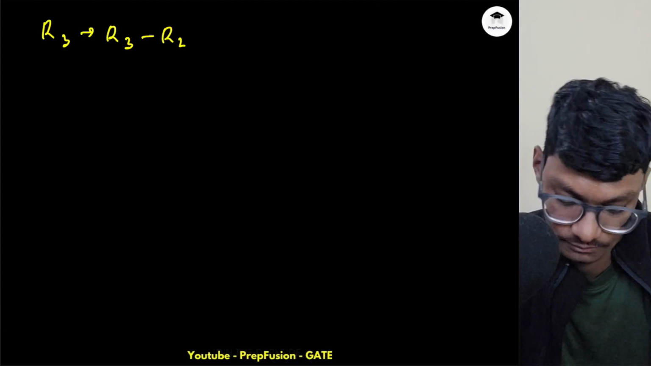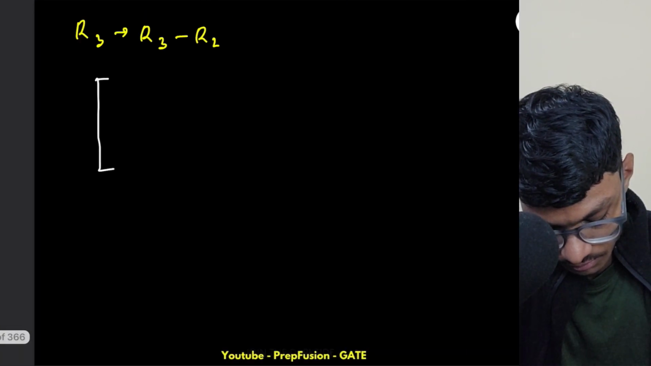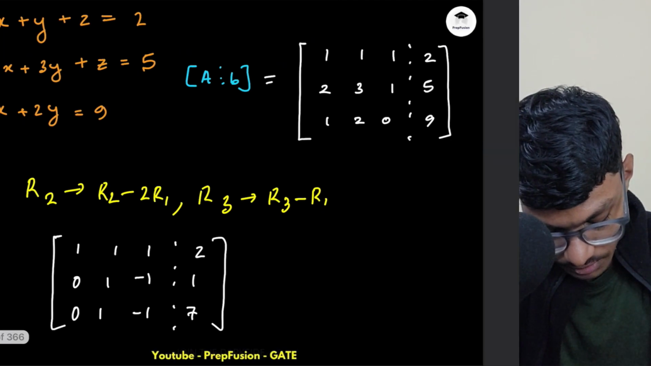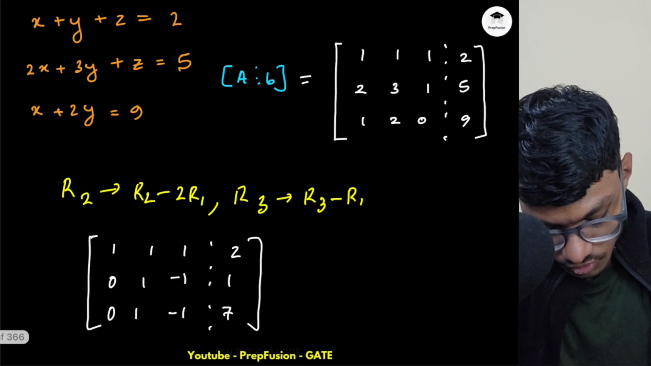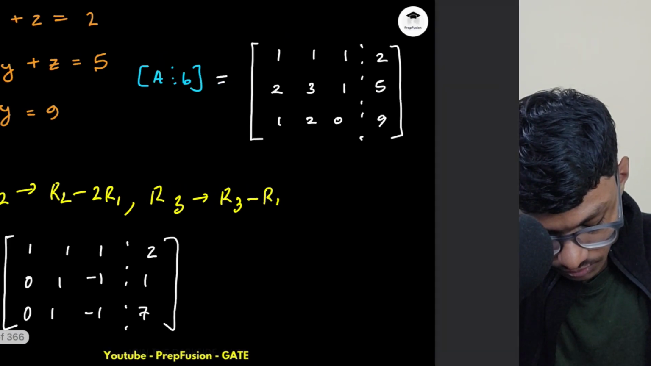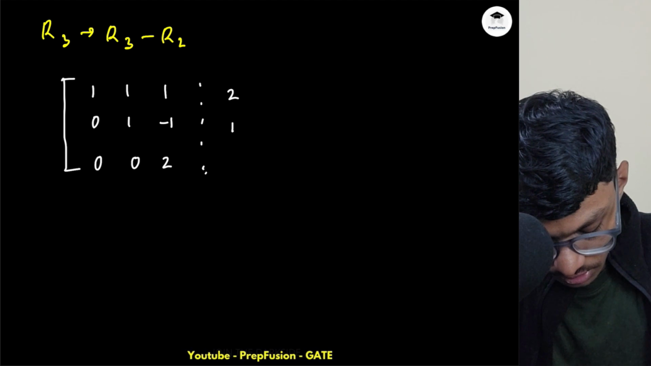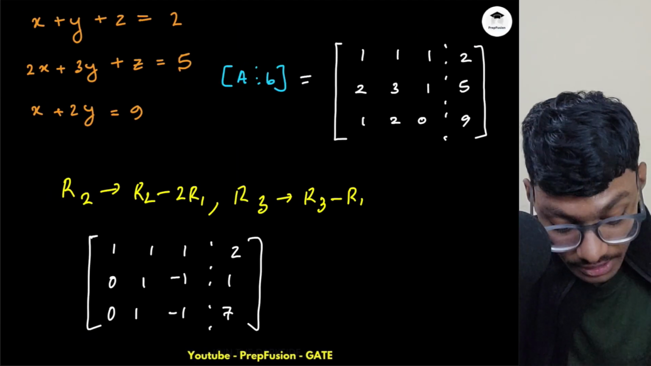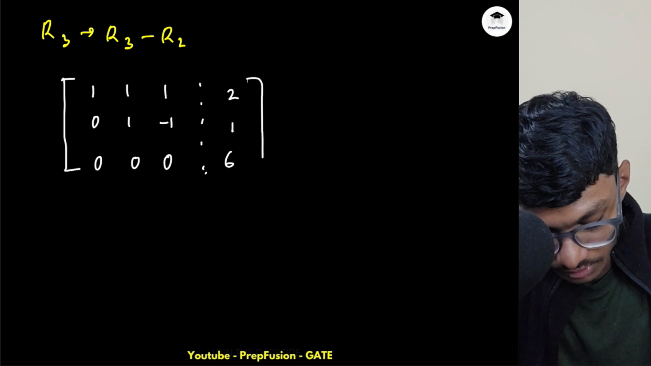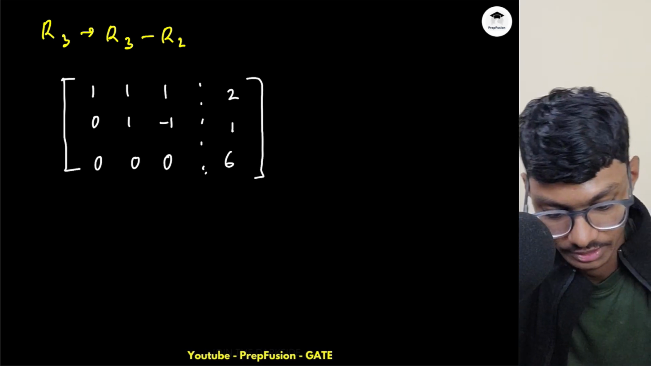Okay, this is simply 2, 1, minus 1, and then 1. Then this is 0, 0, this is 2. Okay, what is happening? This is also becoming 0 itself. This is not 2, sorry. This is also becoming 0, and this equals 6. Now there is a problem over here. I converted this into the row echelon format. No issues, right? This is the correct row echelon format.